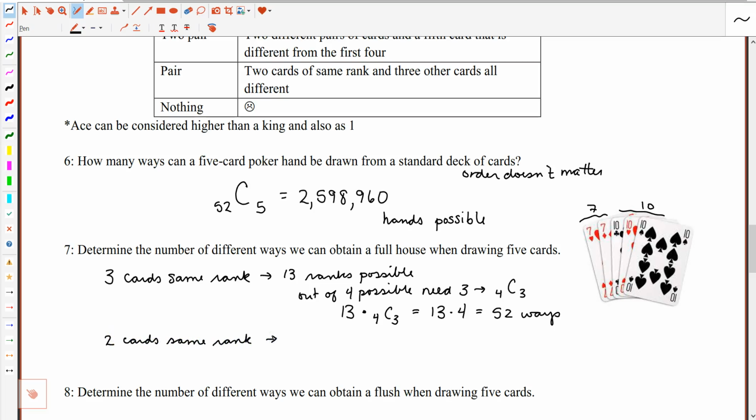Okay, now this has to be a different rank than what you have up here. Right, so you can't, for instance, if you have 10s here, be looking at 10s down here. So now you only have 12 ranks possible.